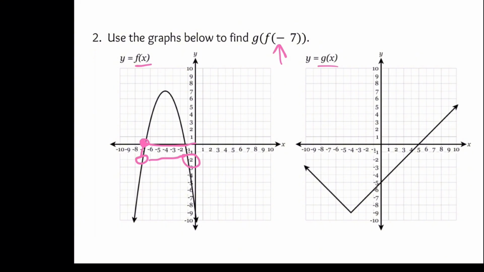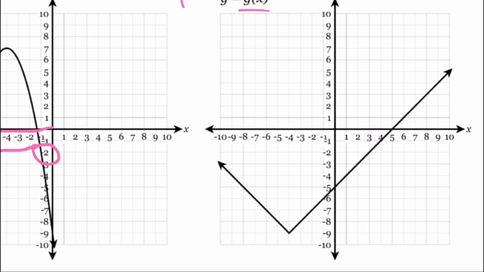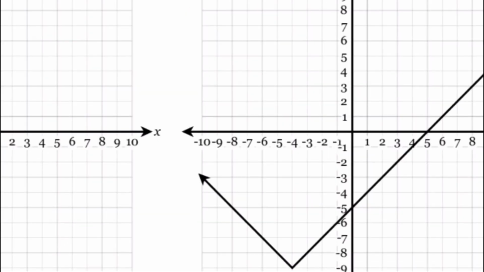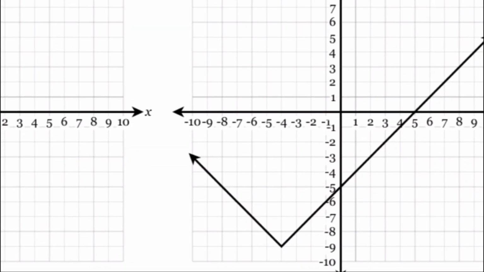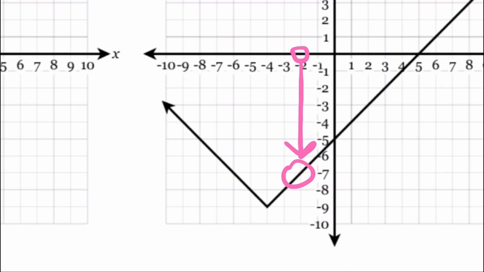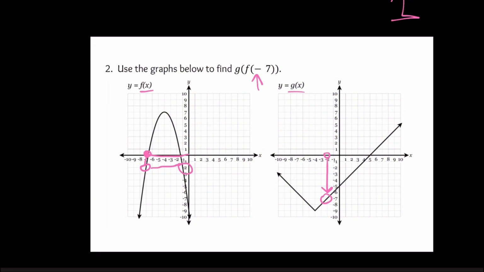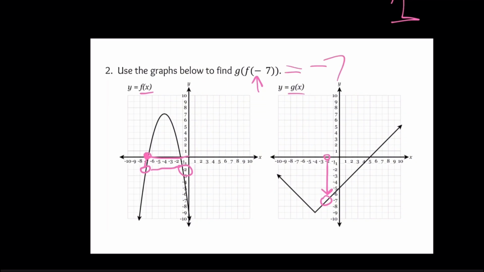So since we got negative 2, we're going to see the x value of negative 2 in the g of x graph. So negative 2 is right over here. We're going to go all the way down, and our answer is negative 7. So g of f of negative 7 equals negative 7.